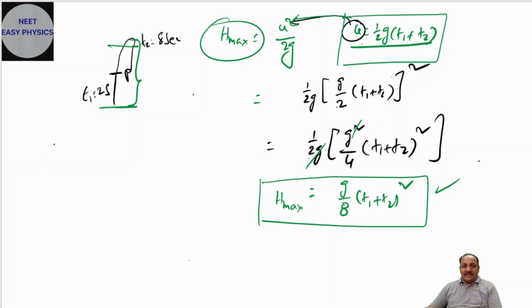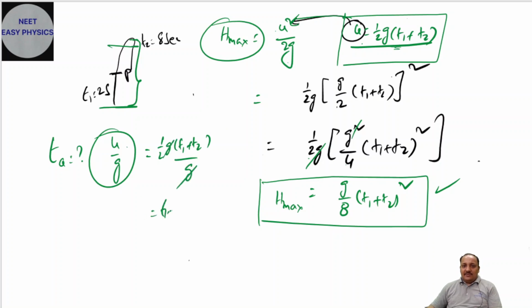Not only maximum height, they will ask time of ascent also. So if they give u and g, we can directly calculate time of ascent, u by g. Correct? Now what is u? You will get it from this equation, half g into t1 plus t2. So t1 plus t2 by 2 is the time of ascent. So the best method, whenever they ask time of ascent, total time, or time of descent, is to calculate this u.